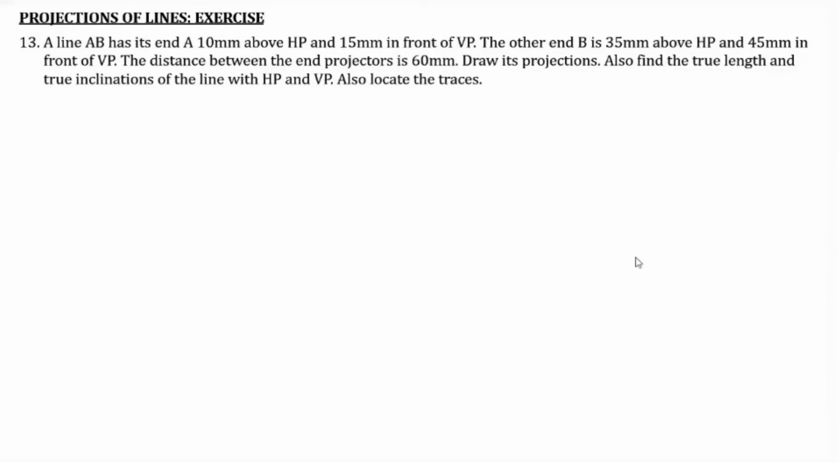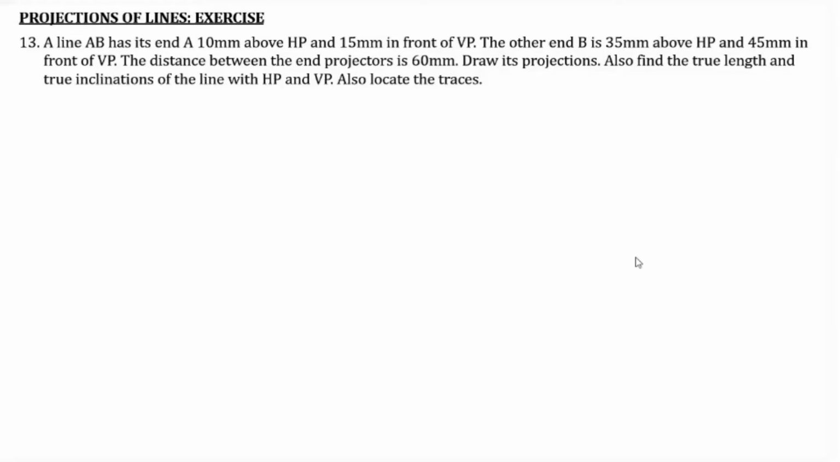Almost a similar question we have done as our first exercise in projection of lines inclined to both the planes. The question is: a line AB has its end A 10 millimeter above HP and 15 millimeter in front of VP. The other end B is 35 millimeter above HP and 45 millimeter in front of VP. The distance between the end projectors is 60 millimeter. Draw its projections. Also find the true length and the true inclinations of the line with the HP and VP. Also locate the traces.